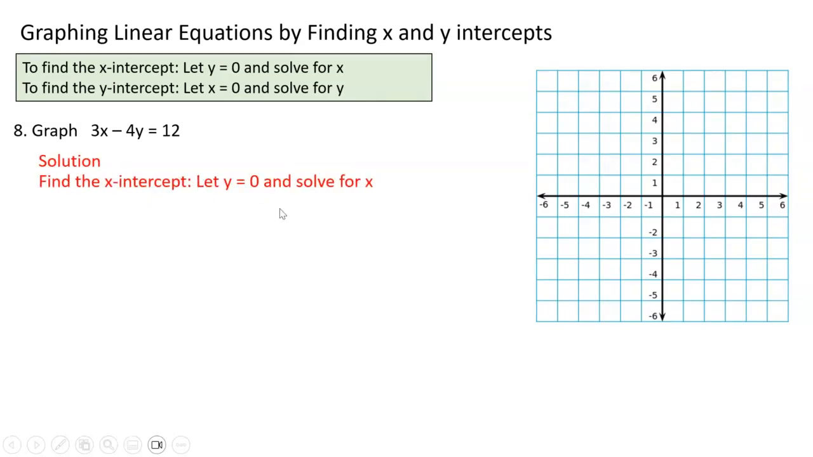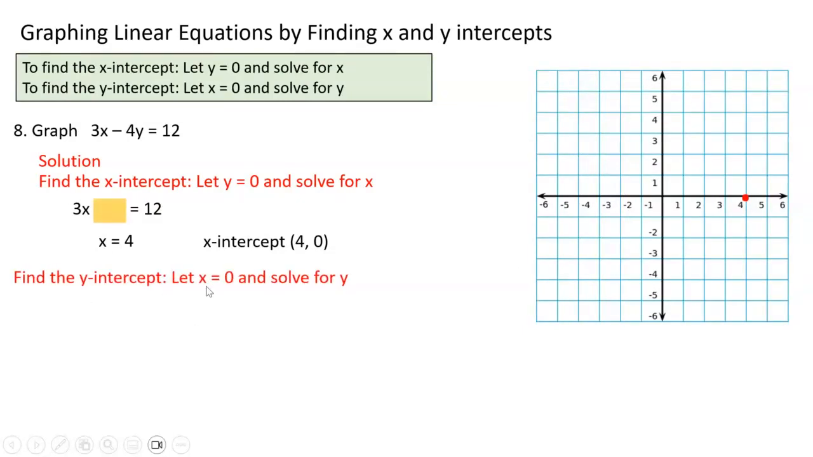Find the x-intercept. We let y equals 0. So here's what we do. We're going to cover the y, because if y equals 0, we cover the whole y, because if it's 0, that'll give us 0. Now, in your heads, you can divide both sides by 3. So x equals 4. And there's my point, 4, 0.